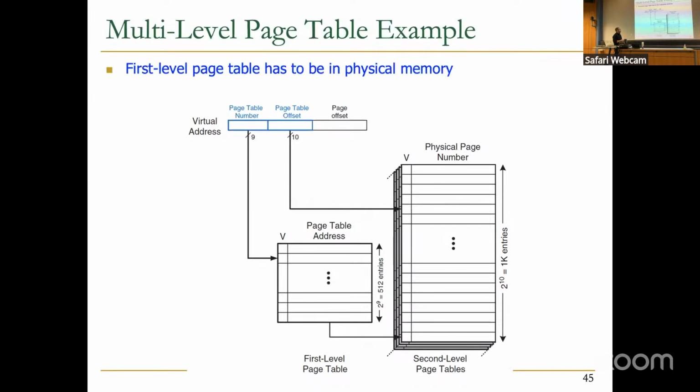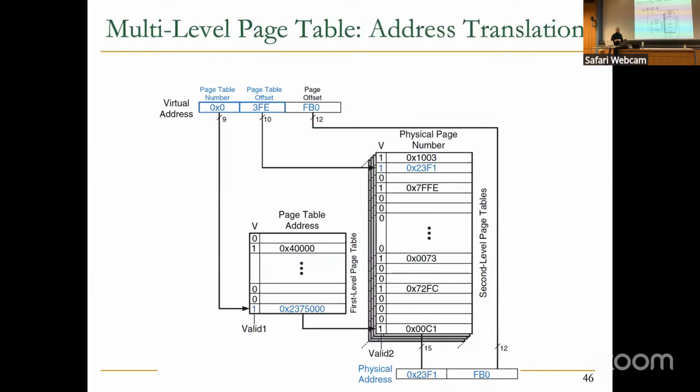Any questions with respect to that? It's a more complicated concept. I will explain an example so that we are more on the same page. So how does this work? We have the page table number. The page table number tells us, oh, you're going to go to this region of the page table.